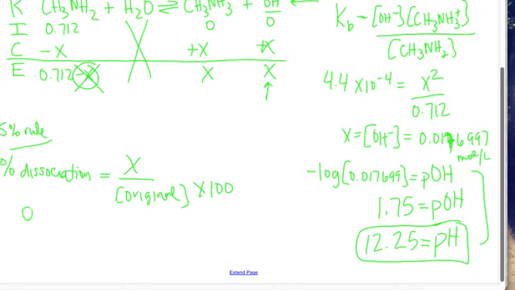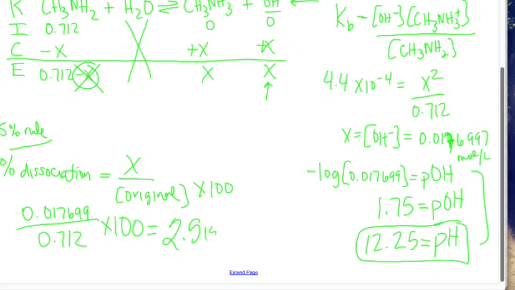So our X is 0.017699, divided by 0.712. All right, what percent did we get? 2.5-ish%. We don't really care about that number all that much. We just know that, yeah, that's below 5%. So it was okay for us to drop the X.